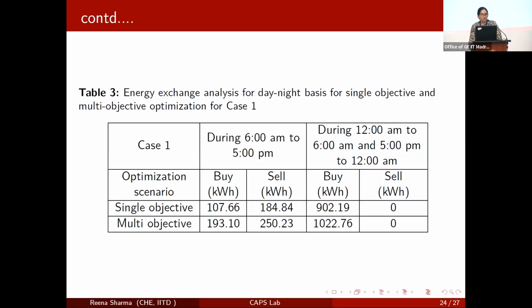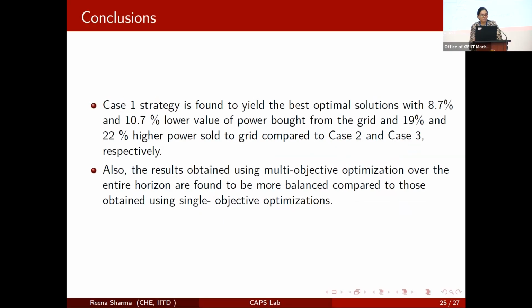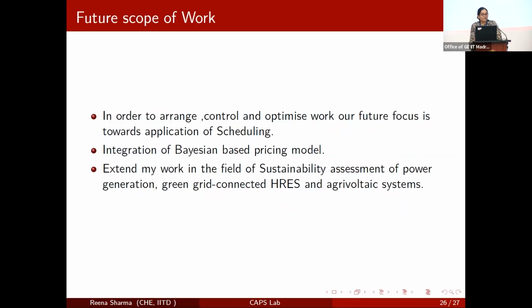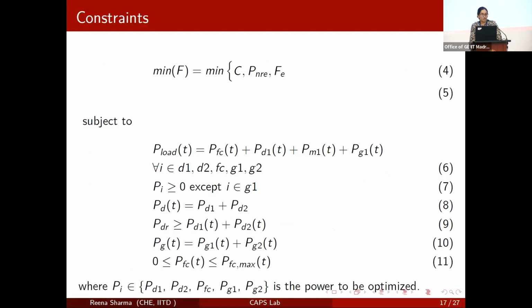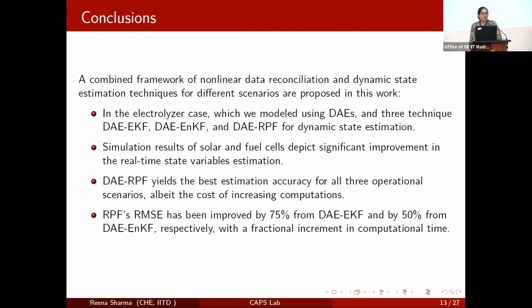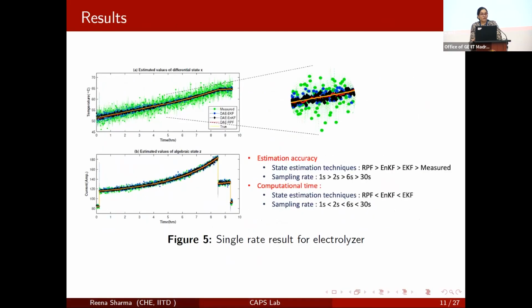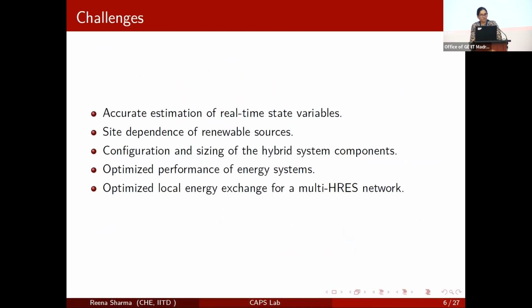Coming to the challenges, we have target 1 and target 2. The first target is the accurate estimation of real-time state variables. The second is the optimal sizing and configuration of HRS systems, which we can obtain by applying the genetic algorithm to HRS systems.